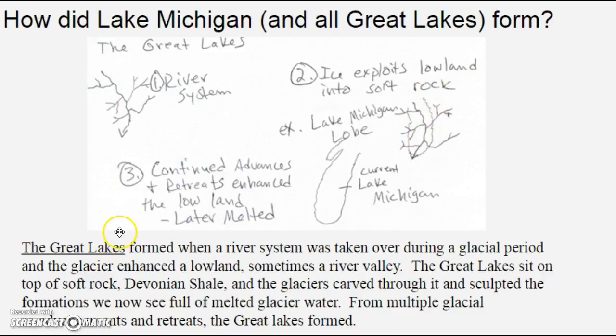The Great Lakes formed when a river system was taken over during the glacial period, and the glacier enhanced the lowland, sometimes a river valley. And the Great Lakes sit on top of soft rock. It's called Devonian shale. And the glaciers carved through it and sculpted the formations we see and eventually melted. So there were multiple glacial readvancements and retreats, and that's how the Great Lakes are believed to have formed. That's what the evidence shows.